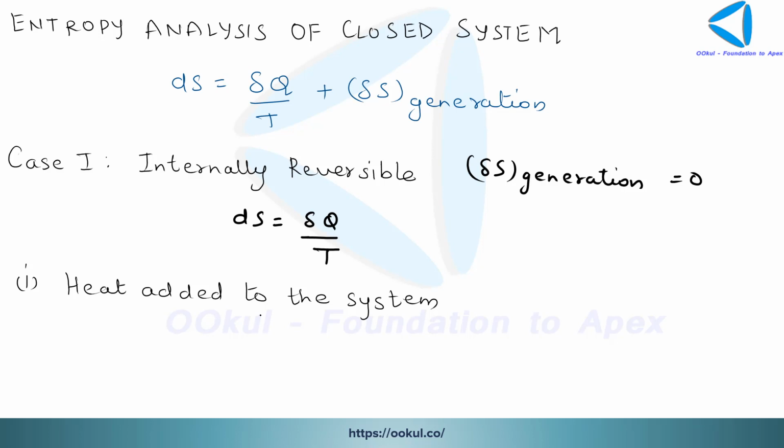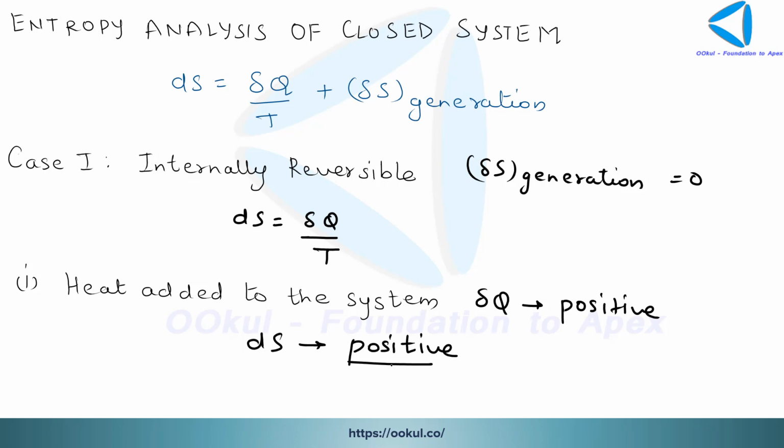Now if heat is added to the system, δQ is positive. Heat added to the system means δQ is positive, so dS will also be positive. That means the entropy of the system will increase. Please remember these points: if the system is internally reversible and heat is added to the system, then the entropy change is positive, or the entropy of the system increases.